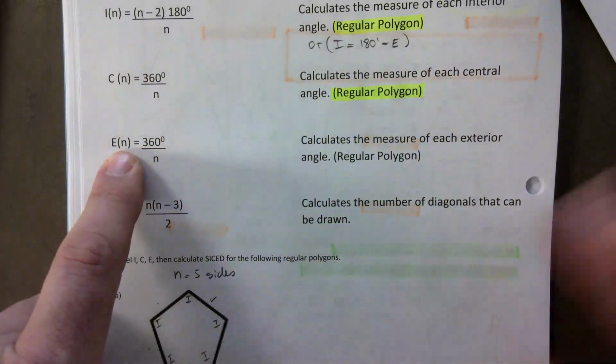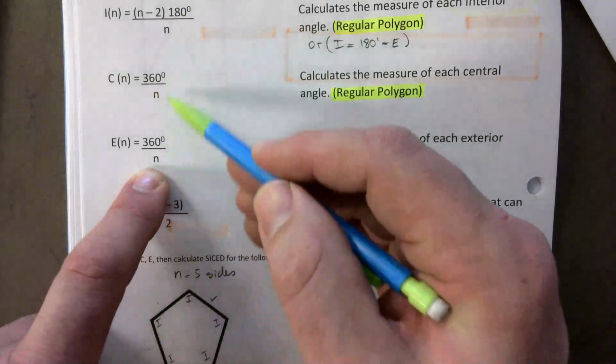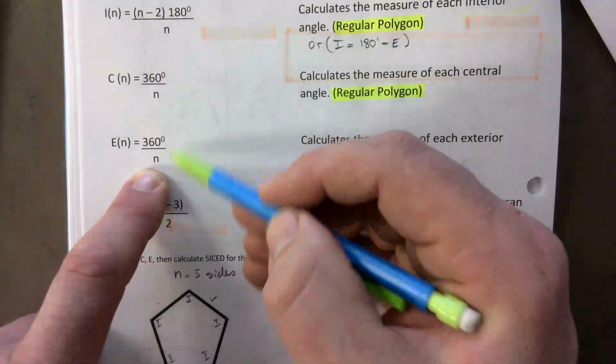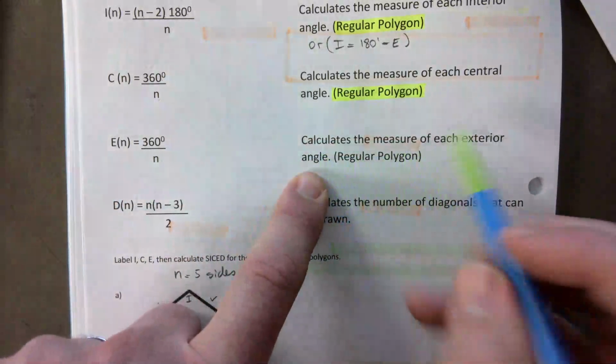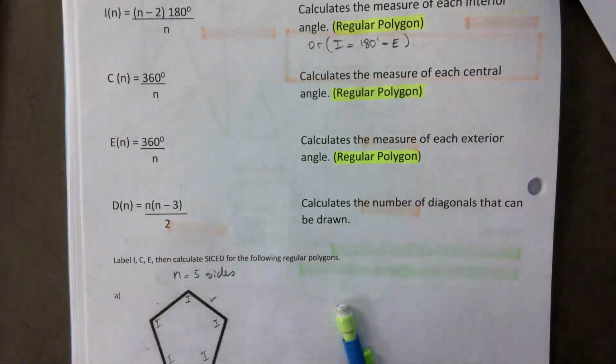Exterior angle is 360 divided by n. Is there a typo, Mr. Dirksen? Because they're the same. No, there's no typo. It's supposed to be like that. Calculates the measure of each exterior angle and also only works with a regular polygon.